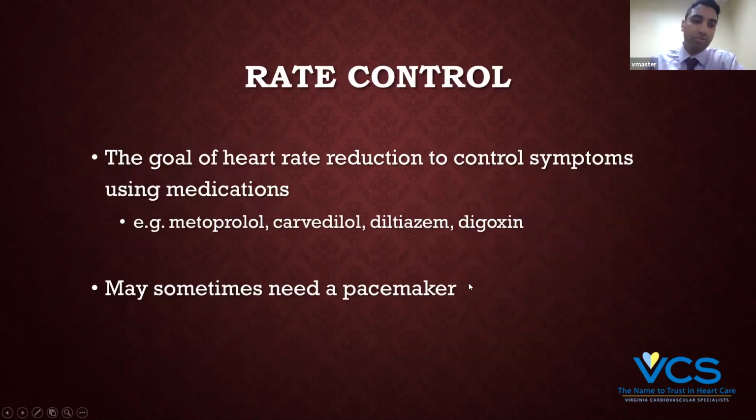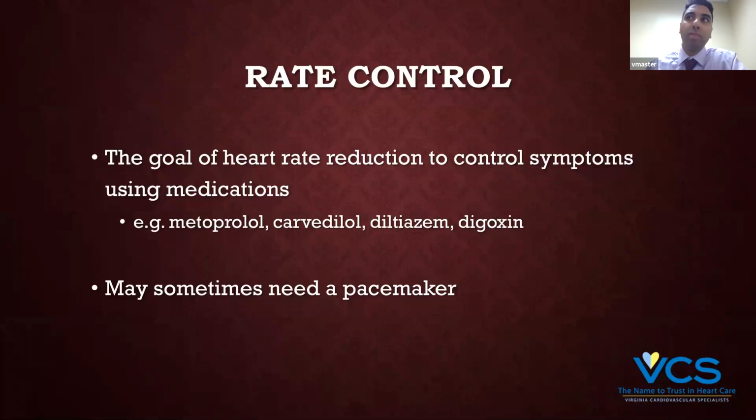So that's the stroke prevention arm of treatment. The other arm is to treat either the rate or rhythm of AFib. Traditionally, they were regarded as probably being equivalent. More studies have shown that's probably not the case.